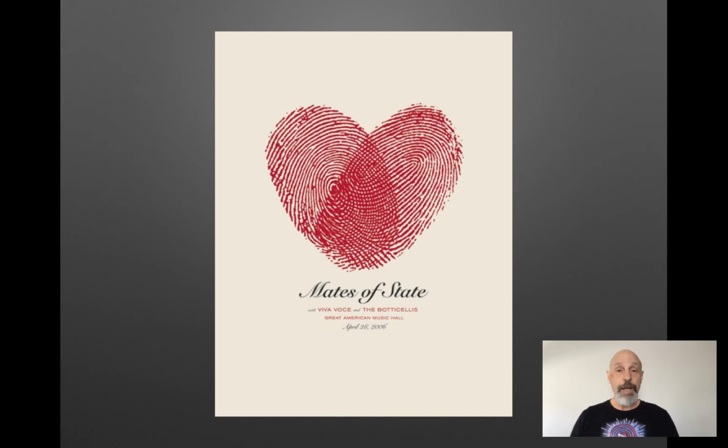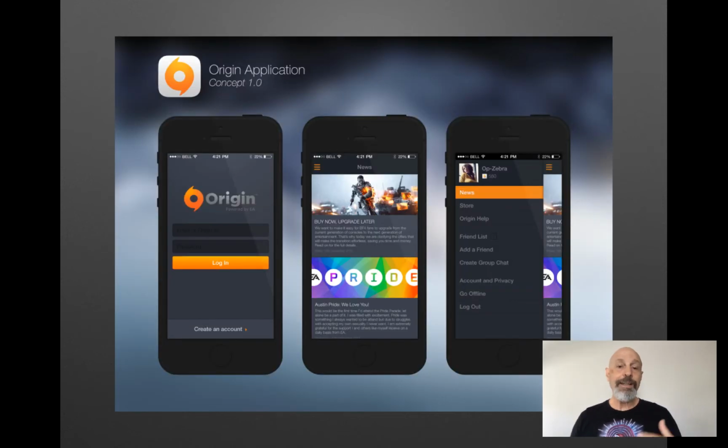Here you see shape, obviously the shape of a heart. It's kind of an interesting way of doing it with fingerprints, and it's also got a lot of space around it. And if you notice, it's very well balanced. It's actually symmetrically balanced, the same on both sides. Here you see color and shape and contrast to create hierarchy and order.